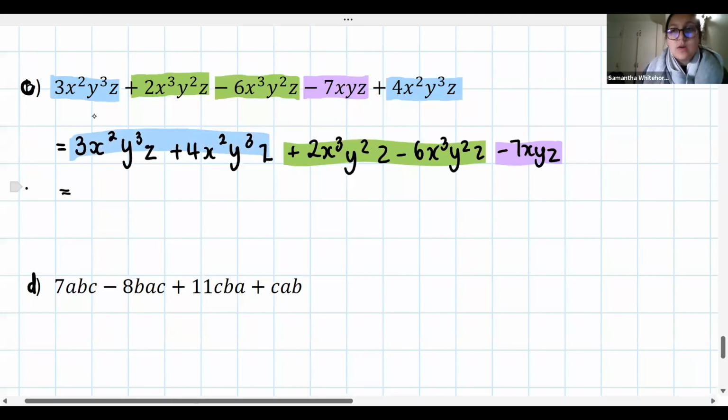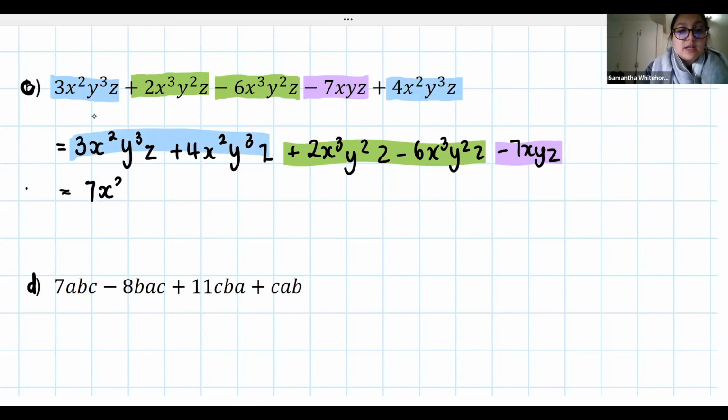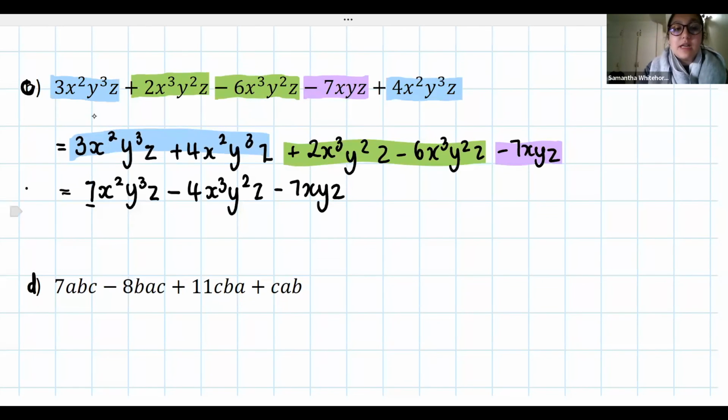So the 3x squared y cubed z plus 4x squared y cubed z is 7x squared y cubed z. It's so many numbers and letters. That's my blue group. The green group, 2x cubed y squared z minus 6x cubed y squared z, is negative 4x cubed y squared z. And then we just have that minus 7xyz at the end. It didn't have any like terms to it. That's where I end. Always remember, always double, triple check that you don't have any more like terms before you say you're done.